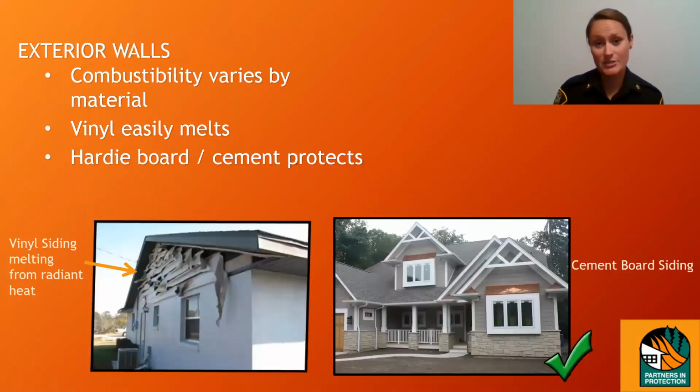Next, we're going to look at the exterior walls. Combustibility varies by material. Embers may lodge in between siding panels, and certain materials may melt and expose the inner combustibles. Vinyl siding is going to be the most vulnerable, as it can melt easily from radiant heat and can even ignite and burn fiercely when exposed to direct flame or even convective heat. Whereas stucco or cement boarding will give your walls the highest level of protection.